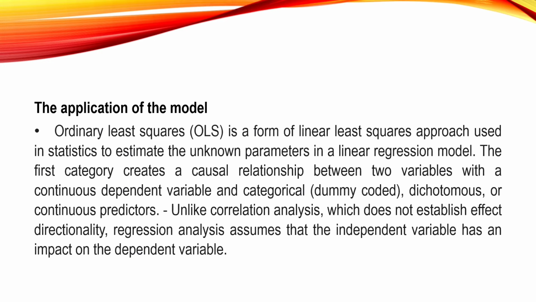Ordinary least square is a form of linear least square approach used in statistics to estimate the unknown parameters in a linear regression model. The first category creates a causal relationship between two variables with a continuous dependent variable and categorical. We use dummy coded, dichotomous or continuous predictors. Unlike correlational analysis, which does not establish the effect of directionality, regression analysis assumes, take note, that the independent variables have an impact on the dependent variables.